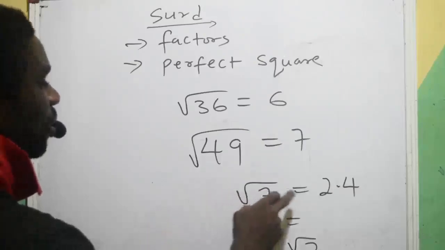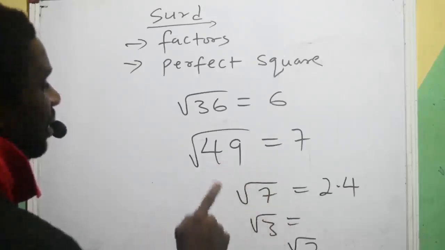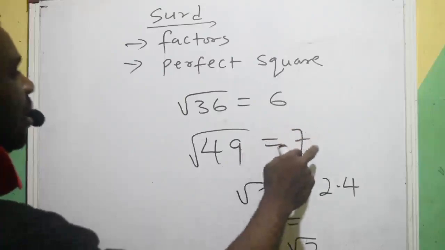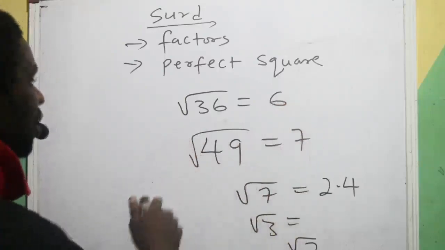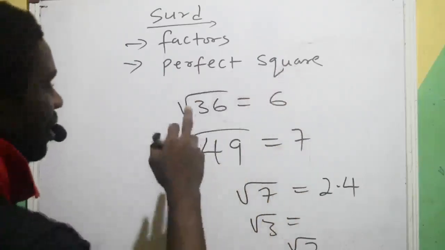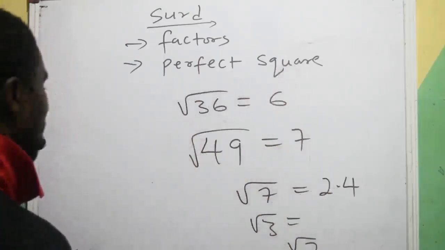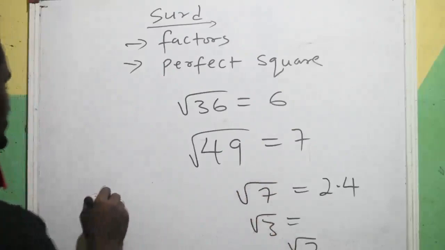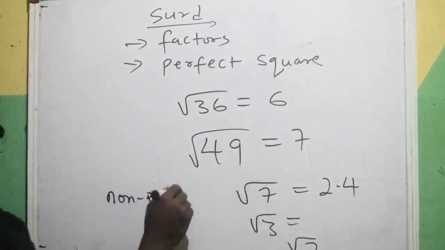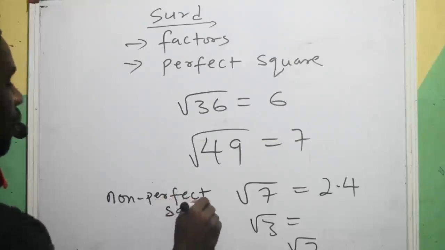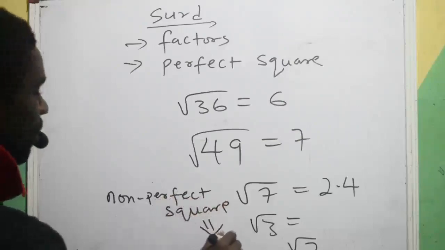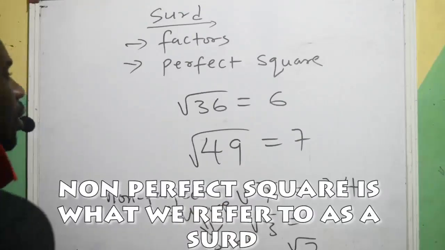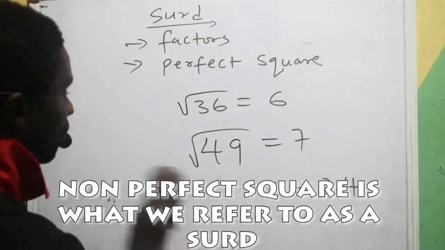So in this regard, any number that gives you an integer or a whole number as the answer when you take the square root is known as a perfect square. But the numbers that will never give you a whole number or an integer when you take their square roots are known as non-perfect squares. So what do we call this non-perfect square? Surd in mathematics. Every non-perfect square is said to be a surd. So this is the business of the day, which is surd.